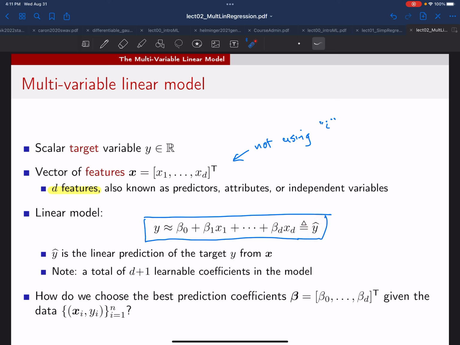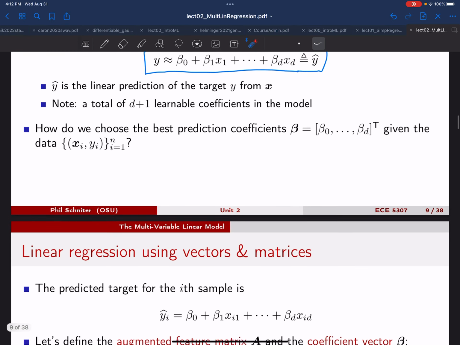And we do that using a data set of pairs of examples of y and all these different features. We put those features together into this vector x. So we have a boldface x, that's going to be a column vector. And here when we say boldface x sub i, that's the ith example of this vector. And of course we have examples of yi as well. And there's a total of n of them. So we'd like to know how to adjust these prediction coefficients to minimize our prediction error.